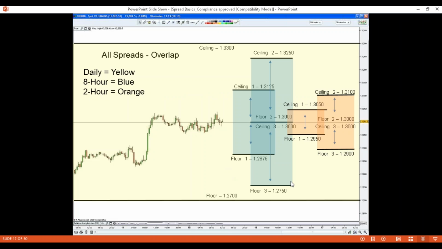Okay. For example, you have spreads that overlap. Let's say on a particular market, at any point in time, you've got a huge spread that expires at the end of the day. It might be a huge spread that has a ceiling at 32.50 and a floor at 27.50. It could be a 500 tick spread that goes all the way till the end of the day. You might have hours and hours to go on that spread.